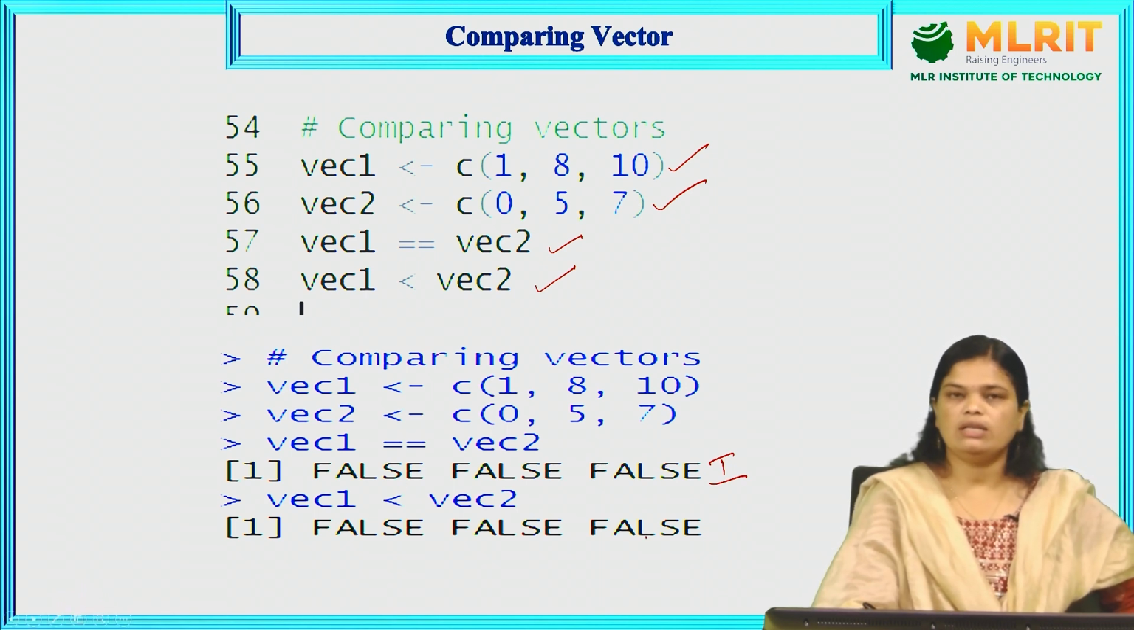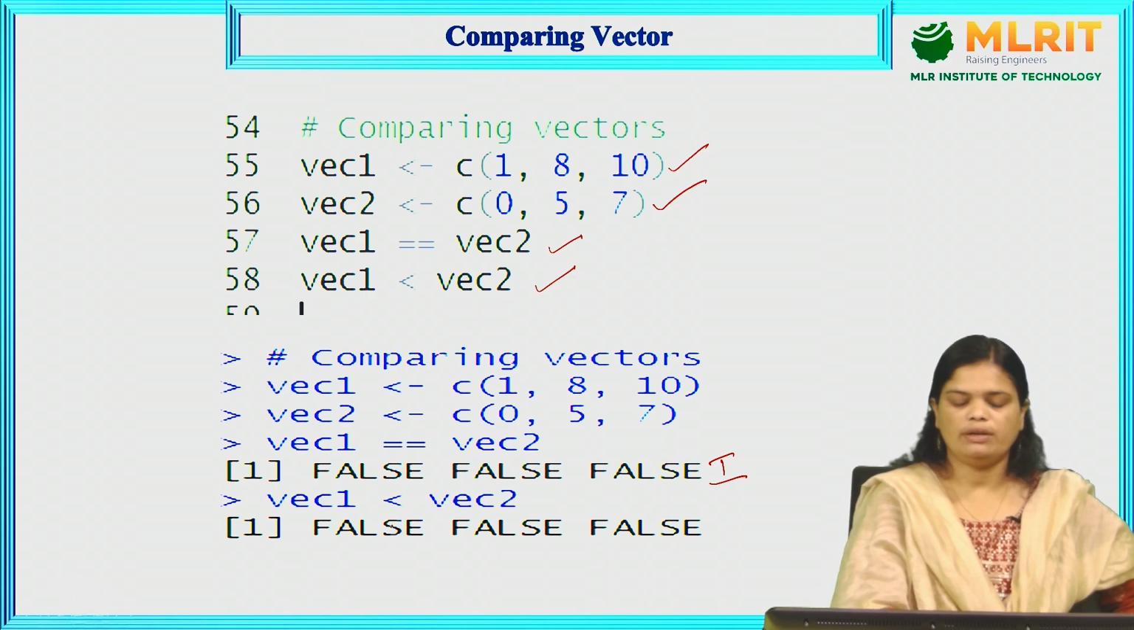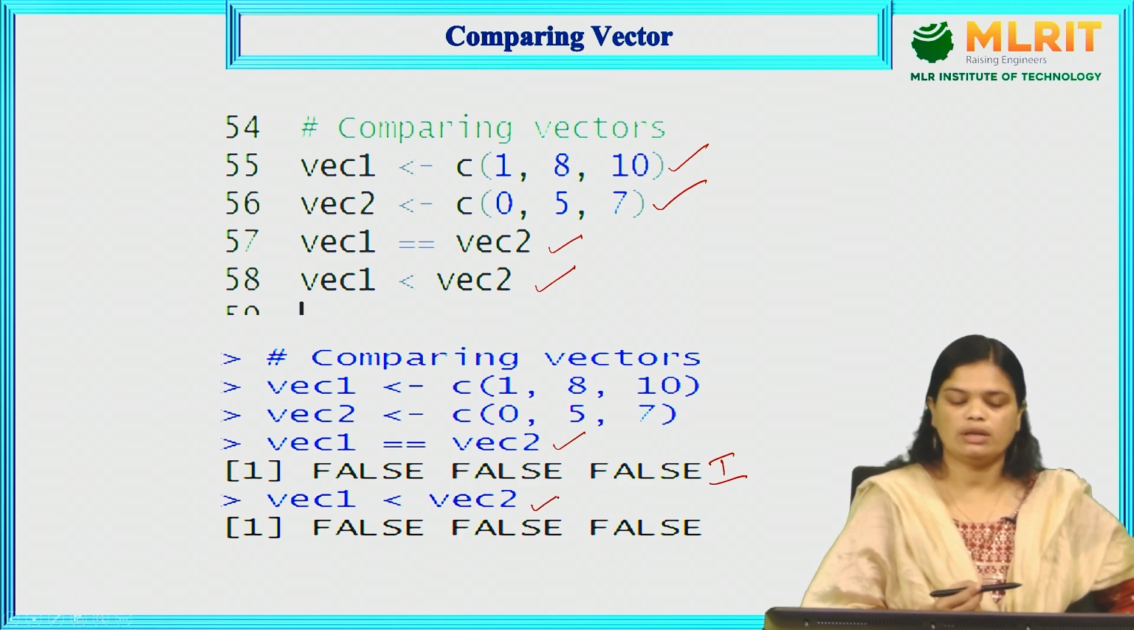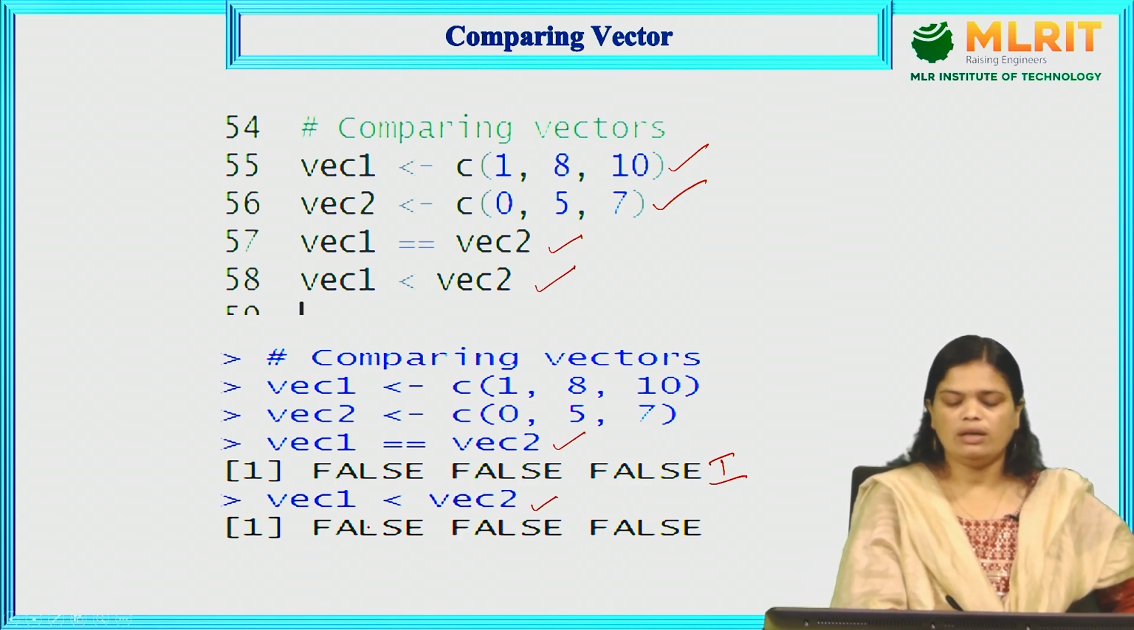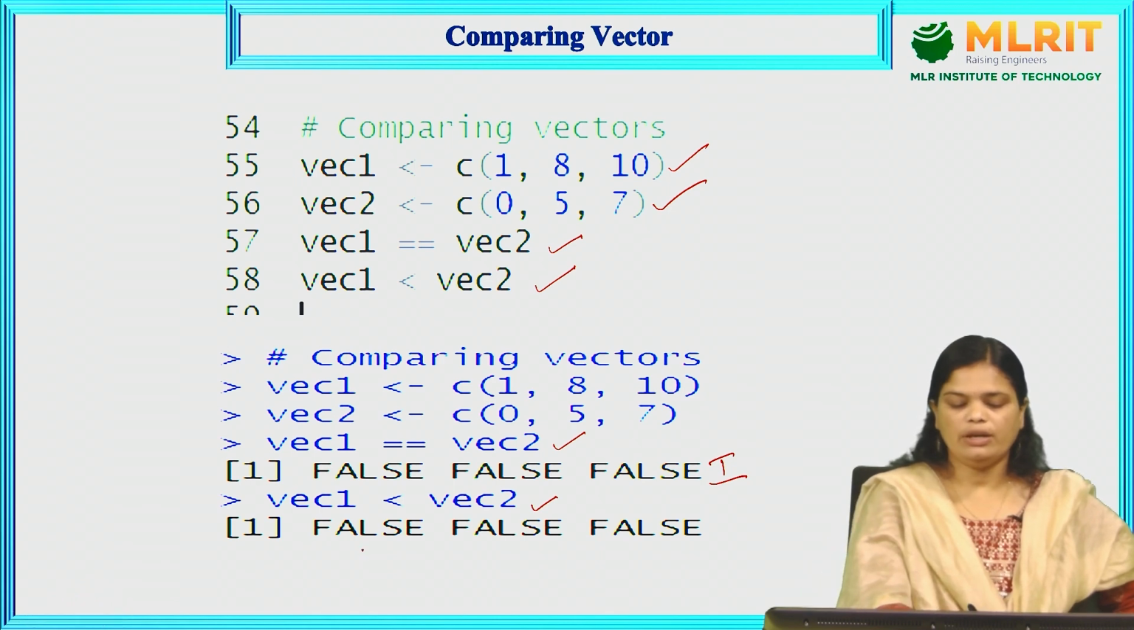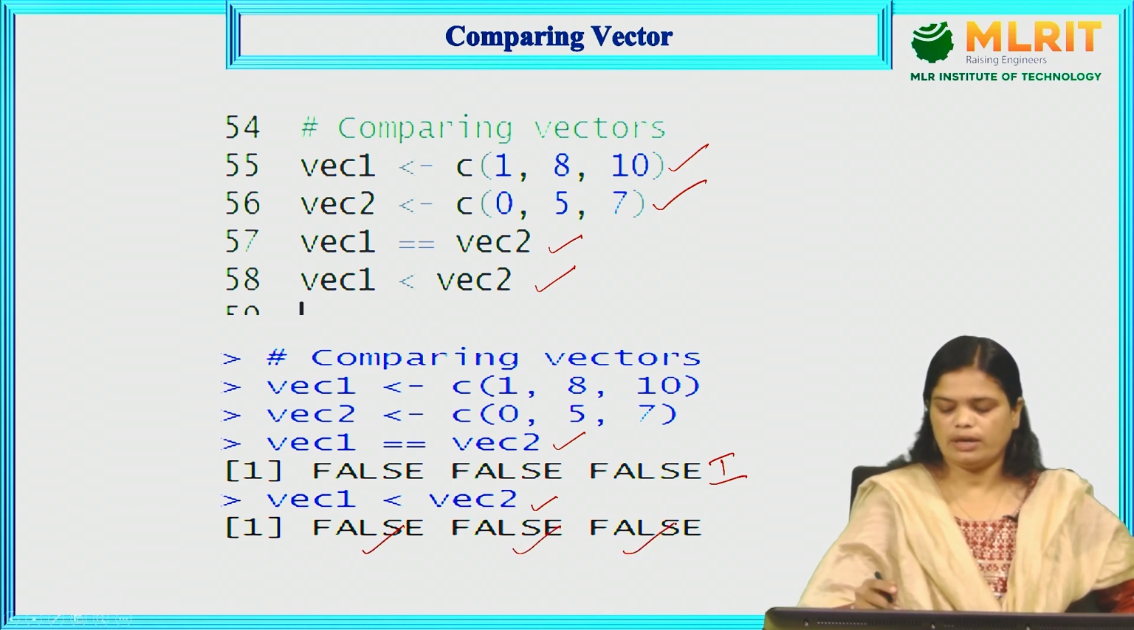The same thing is applied to the second operator, the less than operator. This is a relational operator. This is a logical operator we are applying here and the relational operator we are applying here. Vector 1 less than vector 2. Here also I have got false, false and false.